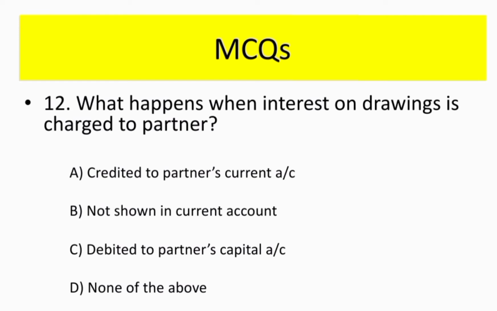Now come to question number 12. What happens when interest on drawings is charged to partners? Whenever a partner draws or makes withdrawals, that interest is charged to the partner, and the partner's capital account is debited. So the correct option is C, debited to partners' capital account.